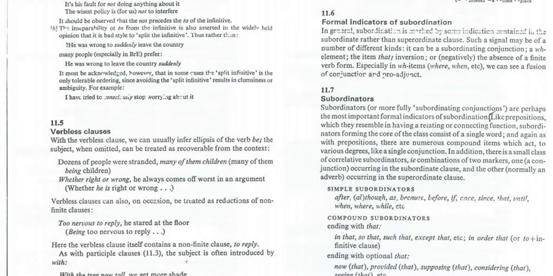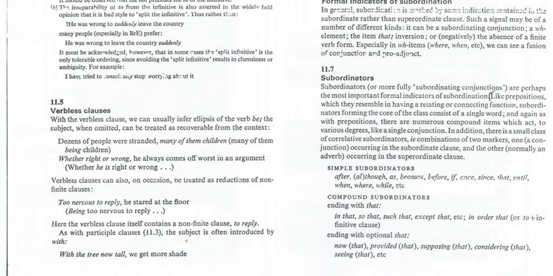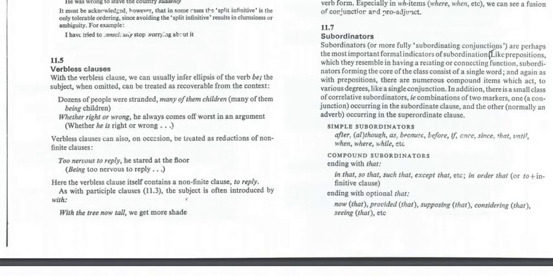As with participle clauses in 11.3, the subject is often introduced by with. If we want to include the subject, I use the word with, as explained in 11.3. For example, with the tree now tall, we get more shade. There is a need to mention the subject in the clause now tall, because the subject of the other clause, we, is different. So I must mention the subject of the verbless clause, the tree. So I use the preposition with in order to introduce the subject.